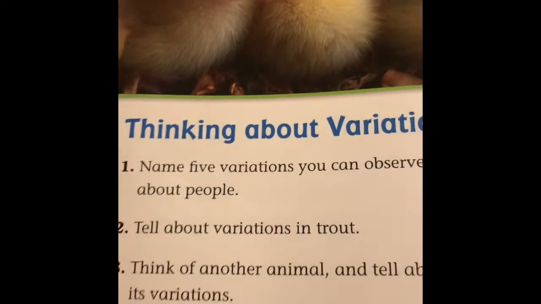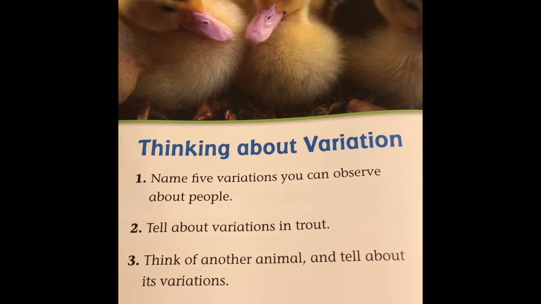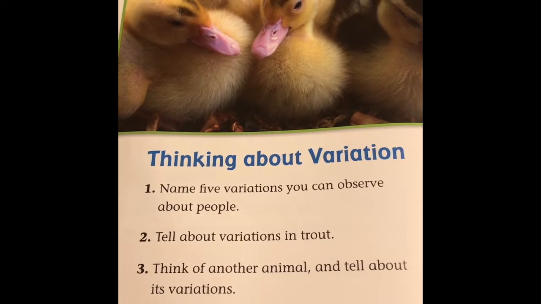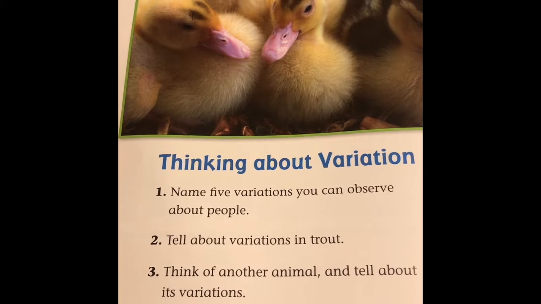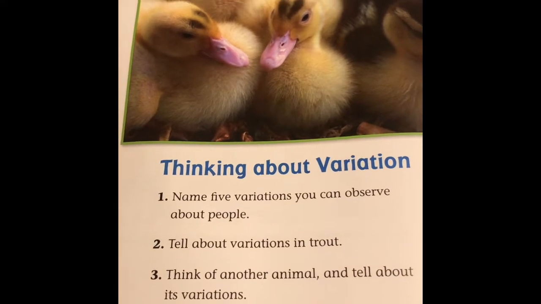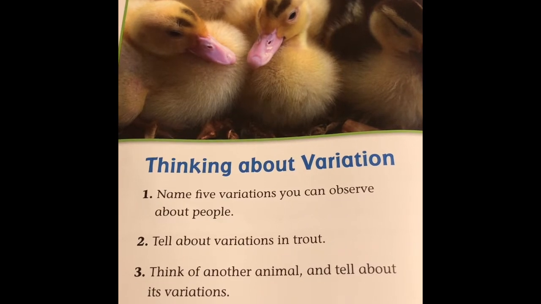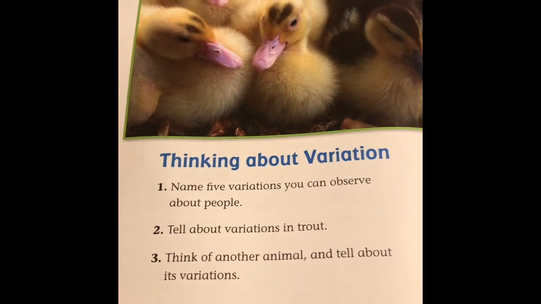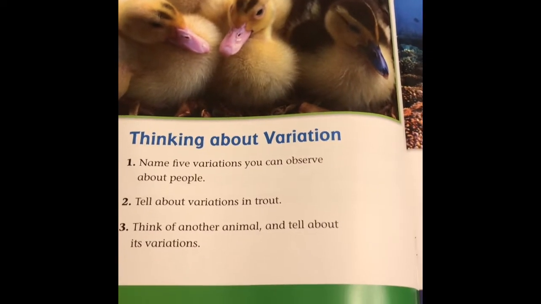On the next page it says, thinking about variation. Name 5 variations you can observe about people. Think about it. Tell about variations in trout. What did they say? Some have different color and some have different amounts of spots. Think of another animal and tell about its variations. If you can think of any, you can let me know. You can put it right in our stream about variations you found.